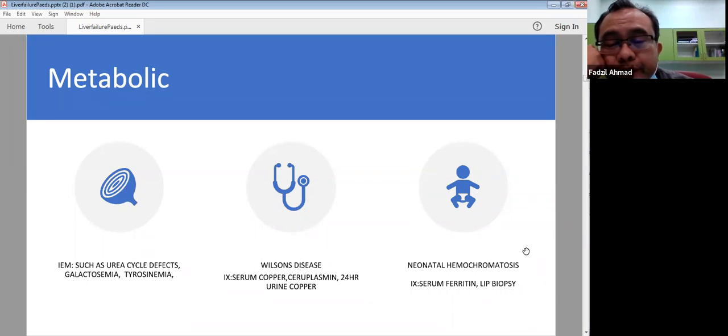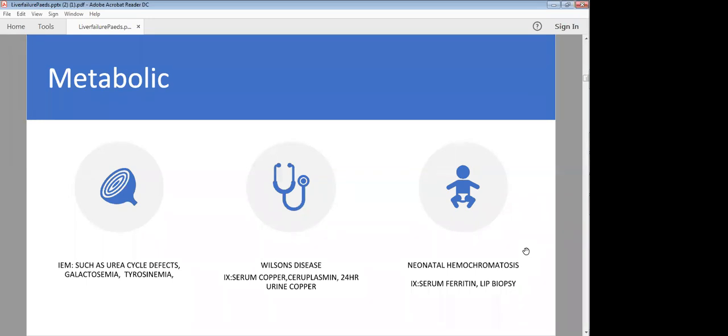Okay, Dr. Sorry. Just remember Wilson disease causes acute liver failure due to copper overload in the liver. We investigate via serum copper, ceruloplasmin and 24-hour urine copper. Neonatal hemochromatosis is iron overload, causing liver failure in infants. They present with jaundice, coagulopathy and ascites. To investigate, serum ferritin is high. We do a lip biopsy because of the extrahepatic siderosis; iron is found in many other organs, so we do a lip biopsy.